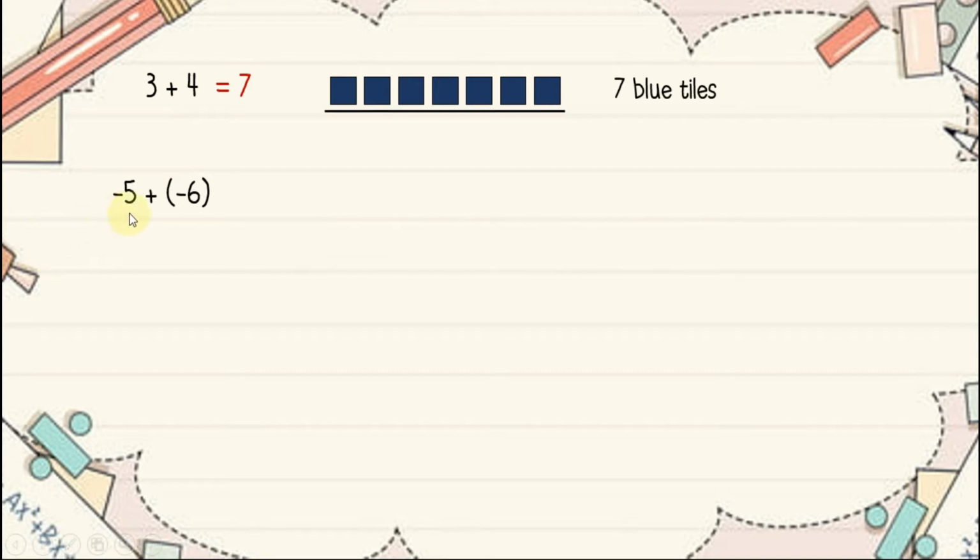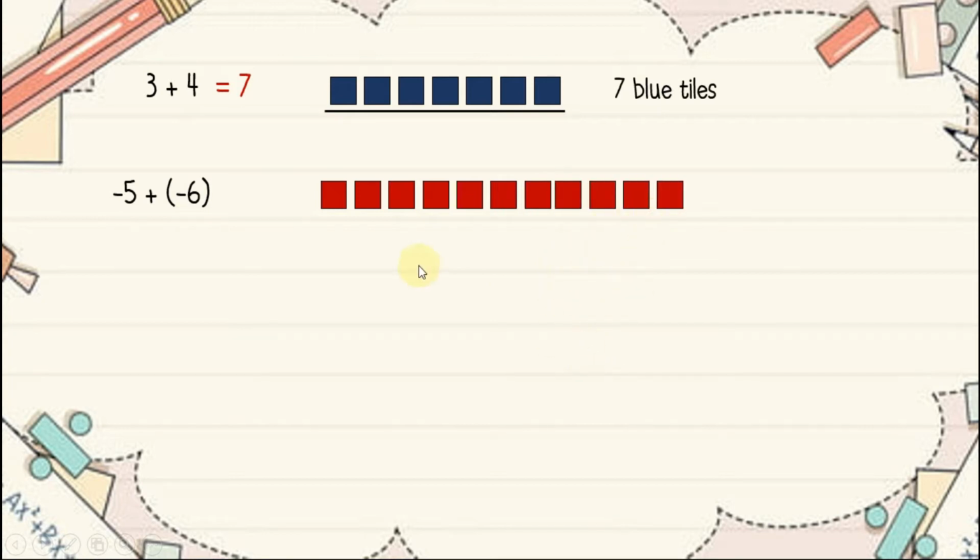Another example is negative 5 plus negative 6. This time, we're going to have red tiles because the first addend is negative 5. So 1, 2, 3, 4, 5. And then we're going to add more red tiles because we need to add negative 6. So 1, 2, 3, 4, 5, 6. So all in all, we have 11 red tiles. Therefore, negative 5 plus negative 6 is equal to negative 11.